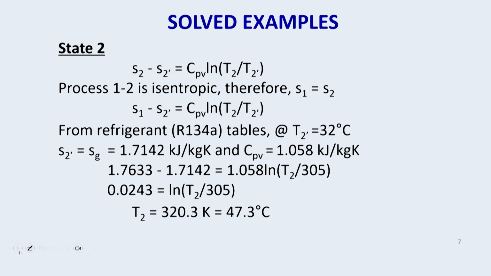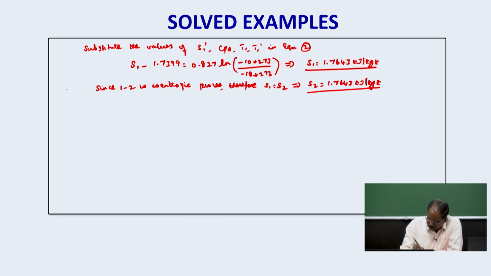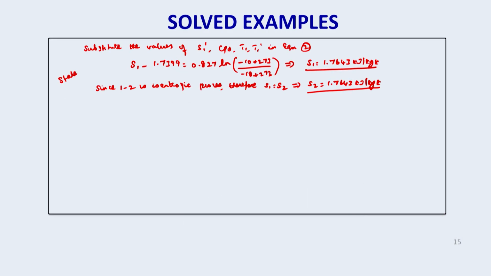Now let us go to state 2. Then we will calculate T2. Once we find T2, we can find out the superheated enthalpy H2. So process 1 to 2 is isentropic compression, so S1 is equal to S2. So S2 minus S2 dash is equal to Cp of vapor into ln of T2 by T2 dash. This is state 2.